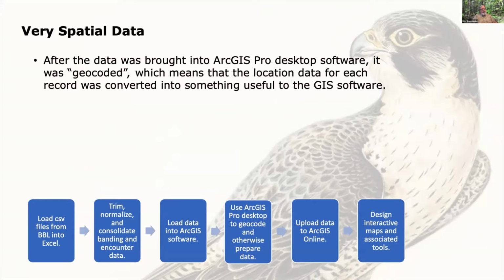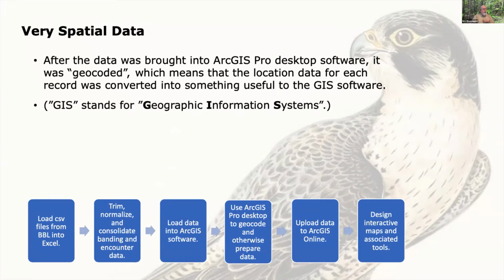So after I brought all the data into the desktop software, I ran something called geocoding, which takes the data in the records and figures out how to place that on the map, essentially. Place that in the software on a map visualization. So that's called geocoding. For anyone who doesn't know, and I should have explained this up front, actually, GIS stands for Geographic Information Systems, which is a loose category of software that has to do with spatial data.